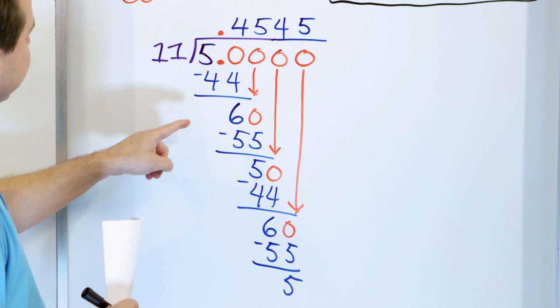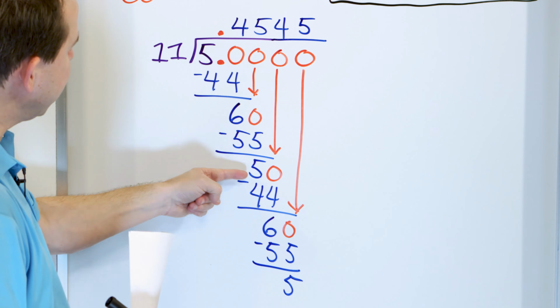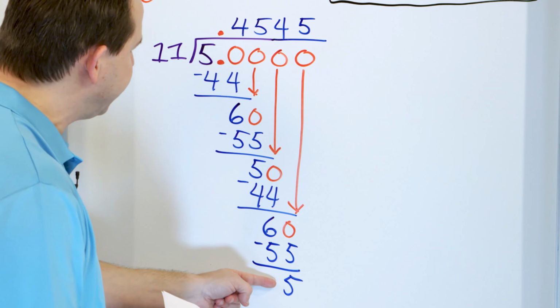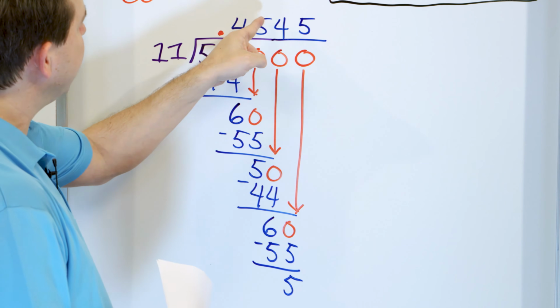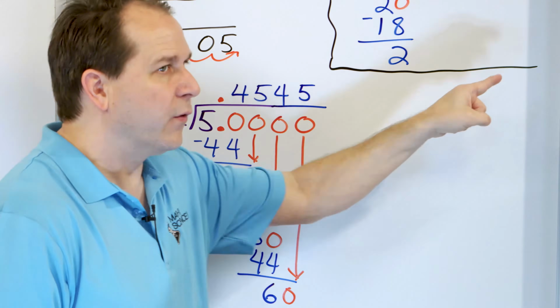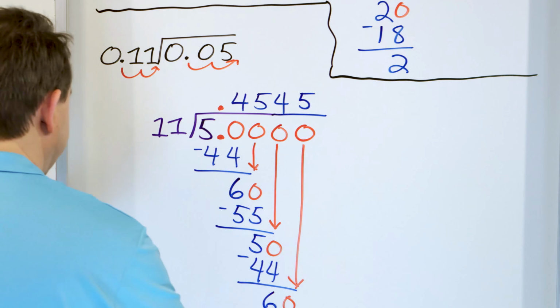Because what happened is I had a 60, and then a 50, and then a 60, and if I do this again, I'm going to get a 50. So you can see what's happening. 4, 5, 4, 5. It'll be 4, 5, 4, 5, 4, 5 forever and ever. That's what's going to be the answer.